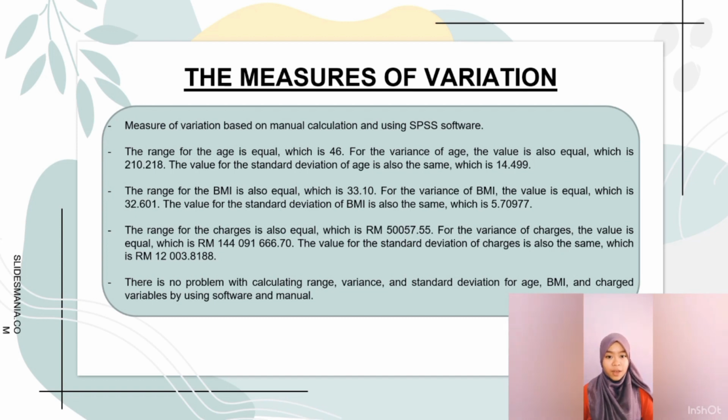Then, the range for the charges is also equal, which is RM 50057.55. For the variance of charges, the value is equal, which is RM 144091666.70. The value for the standard deviation of charges is also the same, which is RM 12003.8188. So, we can conclude that there is no problem calculating range, variance and standard deviation for age, BMI and charges variables using software and manual.